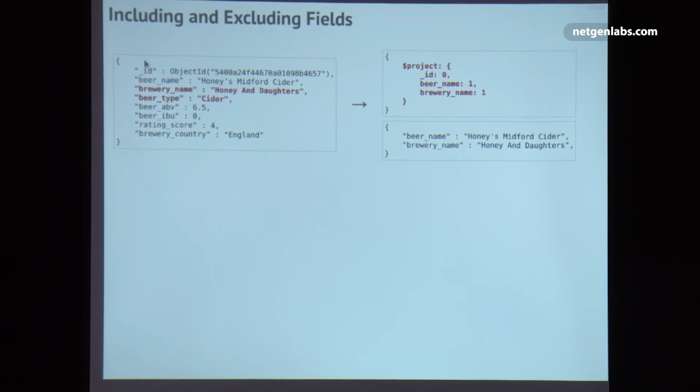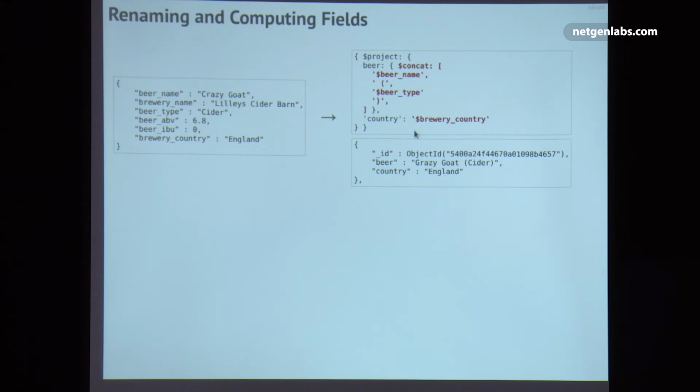Brilliant. So yeah, we have this beer, right? It's not a beer again, it's a cider. And the brewery name is Honey and Dollars. So what I wanted to show you is that from this document I have here, I'm only interested in those 2 fields, only in beer name and brewery name. So the projection says, show me the beer name and brewery name. And for underscore ID, I'm using 0. Because by default, MongoDB will always include the underscore ID field in projections. So if I don't want that, which I don't want in this case, I need to set it to 0, like don't include this.